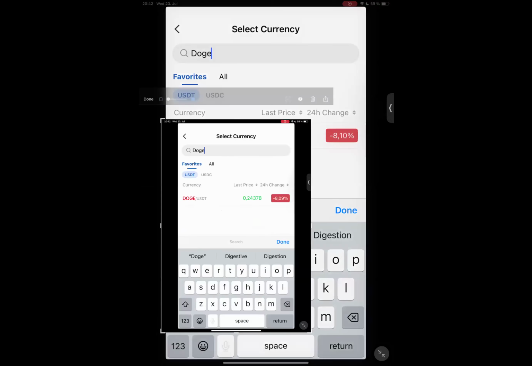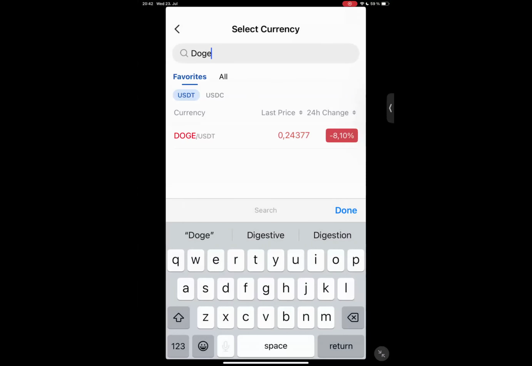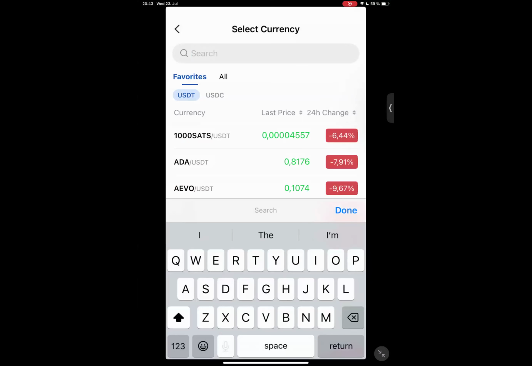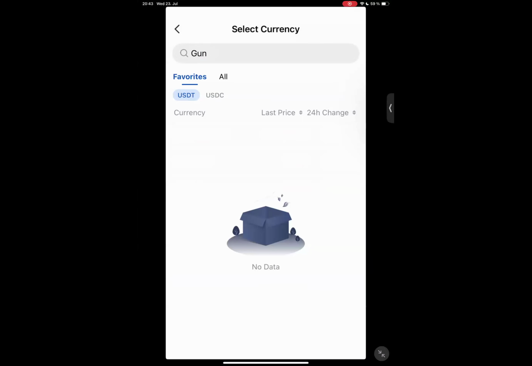Sometimes you might not find it under favorites. Why? Because you've never traded it before, nor have you saved settings on it. If you save the settings in the coin and you've not traded it, you still find it under favorites. But once you don't see it under favorites, it shows you no data. Go to all. Like for instance, let me search for a coin called GAN. I'm not saying you should go and trade that coin, no, please. It's just an example.